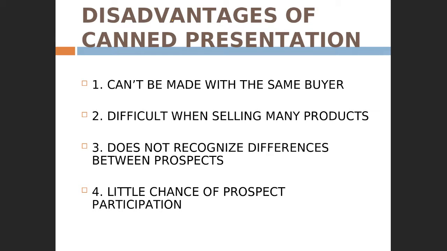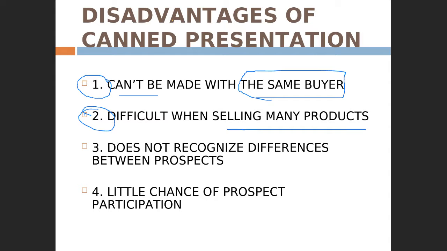Anyways, let's move forward. The disadvantages of canned presentation, and I'll take a minute, promise we'll let you go. The first one is, it can be made, but you don't want to make it with the same buyer. You're going to sound like an idiot saying the same thing every time you visit this individual. The second disadvantage is if you're selling many products, how many presentations will you memorize? The third is that you don't look at the needs of the people. You don't recognize the differences between the prospects, and you say the same thing to everybody. The fourth is that oftentimes the prospects cannot participate, because you have memorized your presentation and want to say these things as quickly as you can and not forget anything. So there's little chance of prospect participation.